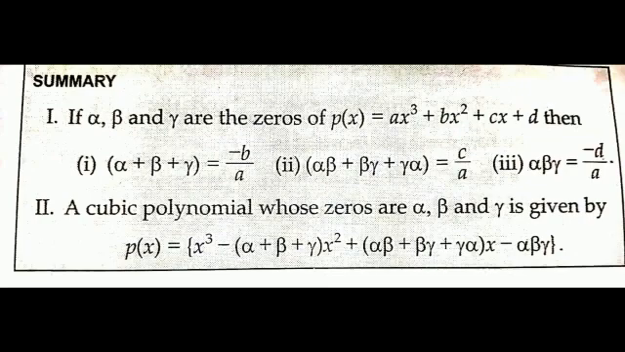The second is alpha beta plus beta gamma plus gamma alpha, the sum of the product of its zeros taken 2 at a time, which is equal to c by a. The product of its zeros, alpha into beta into gamma, is equal to minus d by a, that is, minus constant term by coefficient of x³.